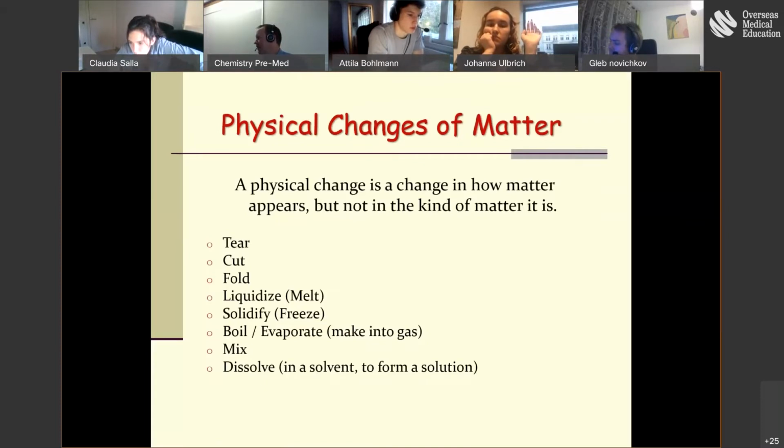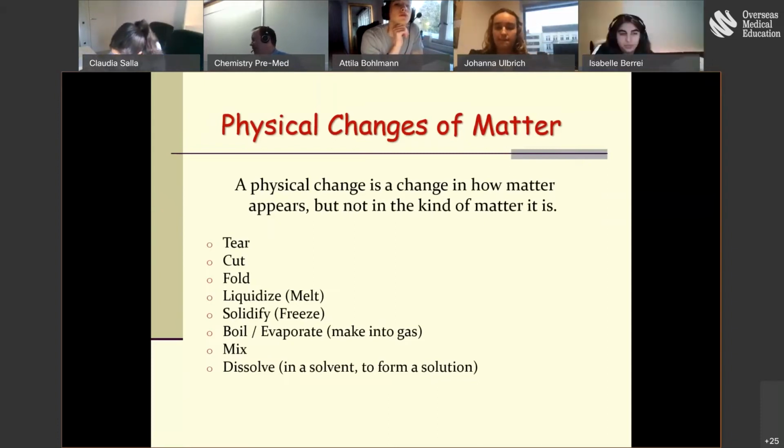Okay, so what's the difference between evaporation and boiling? Isabel, you had your hand up. No, I thought boil is the more usual term. I think they're both quite used actually, but they mean something slightly different. Dahlia.